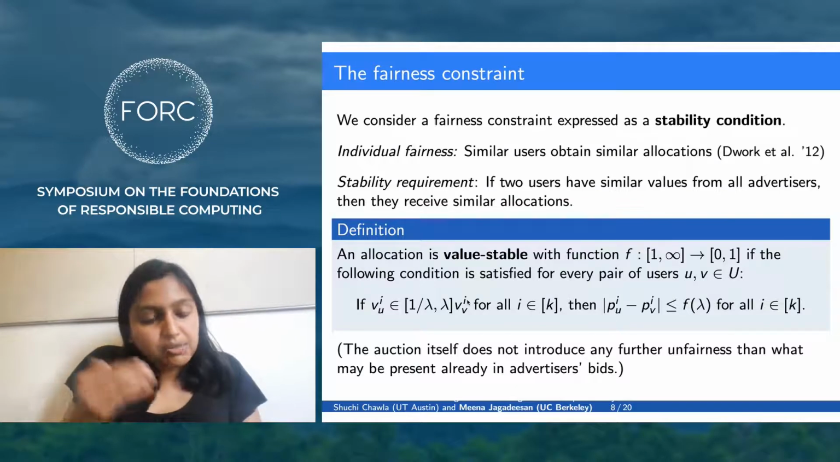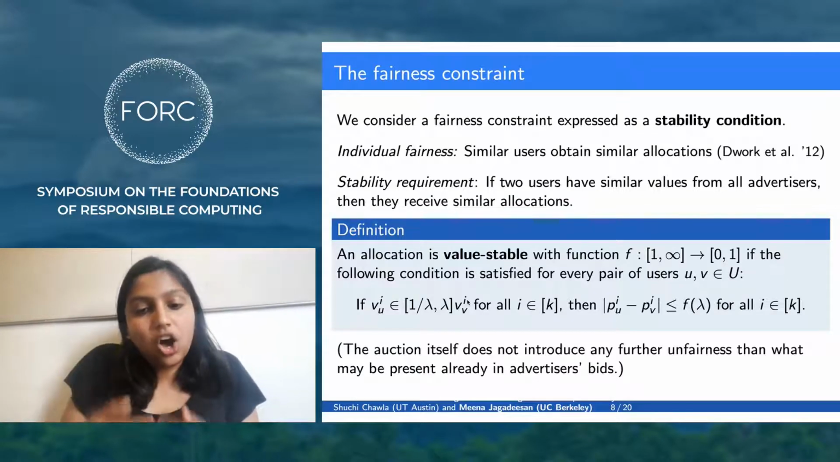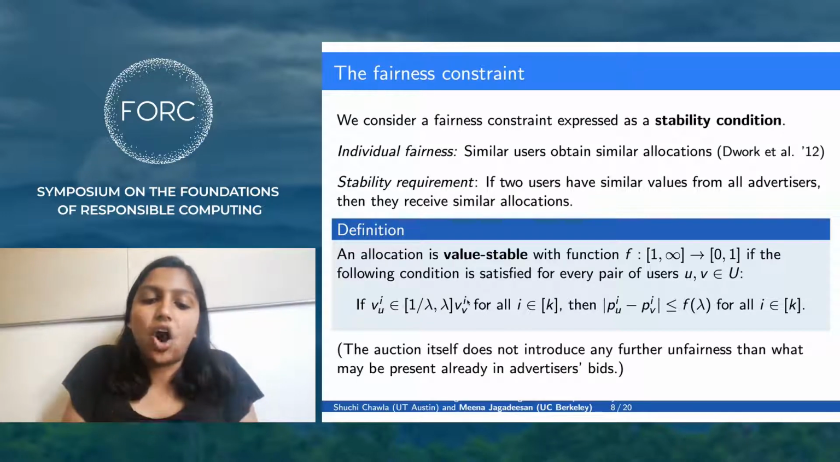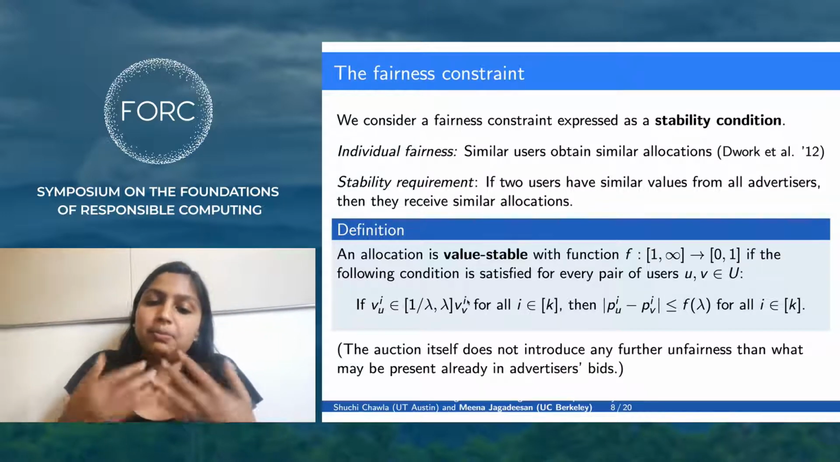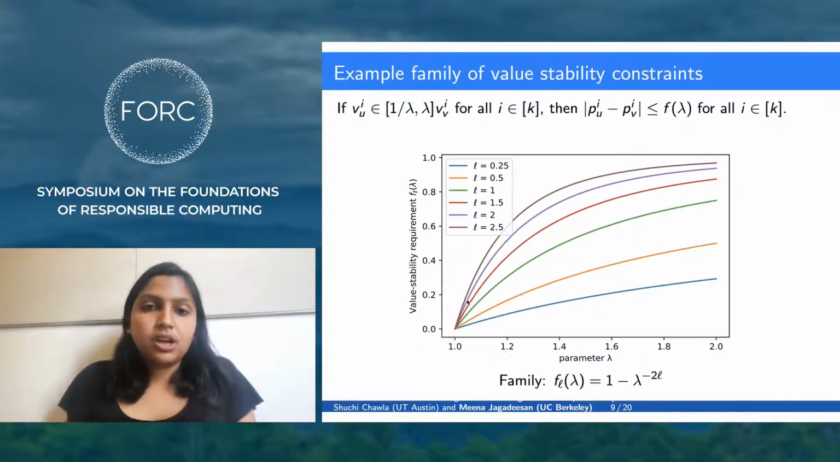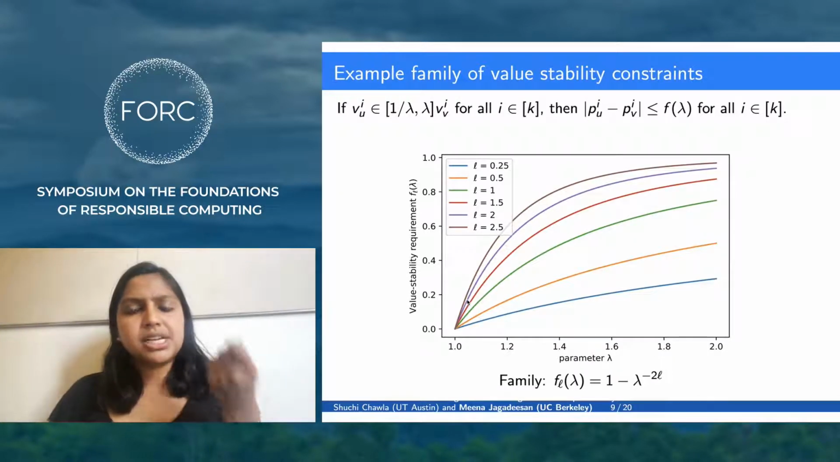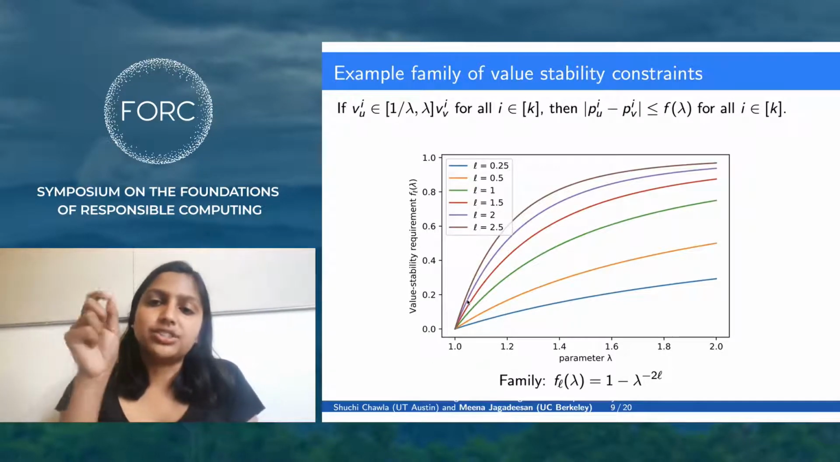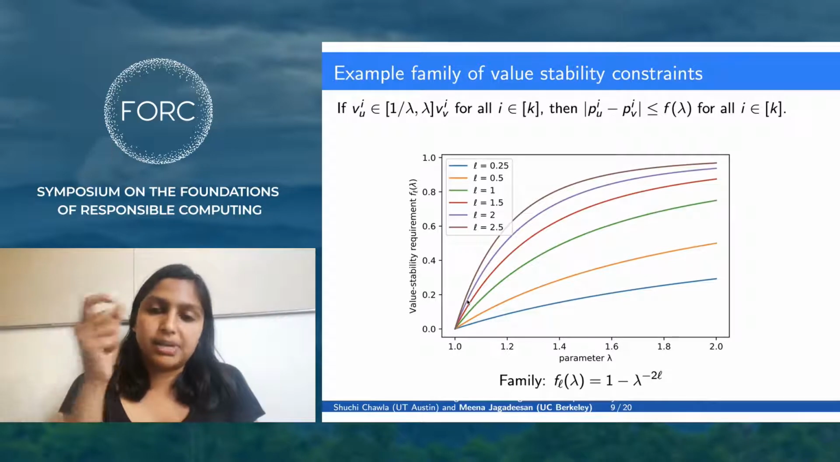So this value stability definition captures that the auction does not introduce any further unfairness other than what might already be present in the advertiser bids or values. Okay, so let's now examine different value stability constraints. So that's that function f in the definition.